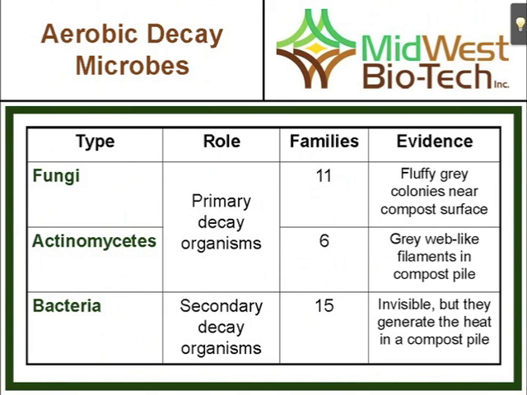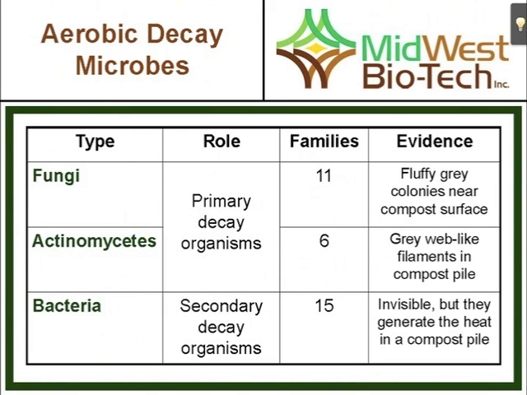Now, actually, the bacteria are a secondary decay organism. We hear a lot about bacteria when it comes to forming soil structure and converting nutrients over to forms that plants can use through nitrification. Nitrosomonas and Nitrobacter are the two key bacteria families for nutrient conversion. But in terms of decay, the bacteria really take a back seat. They're a secondary set of organisms.